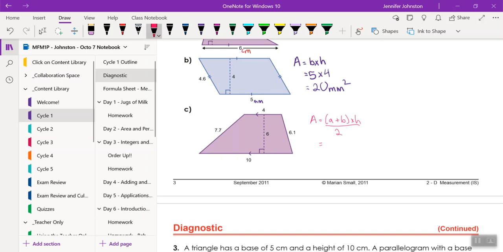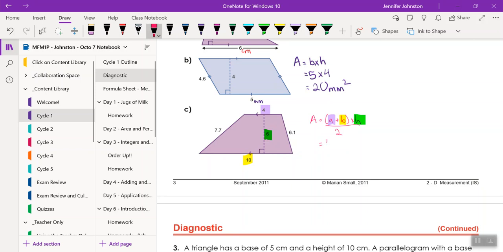All right, so we go and look for the top. Top here is 4, so that's going to be A. The bottom is 10, so that's going to be B. And is our height 6.1? No, the height is right in the middle. So that's going to be our 6.